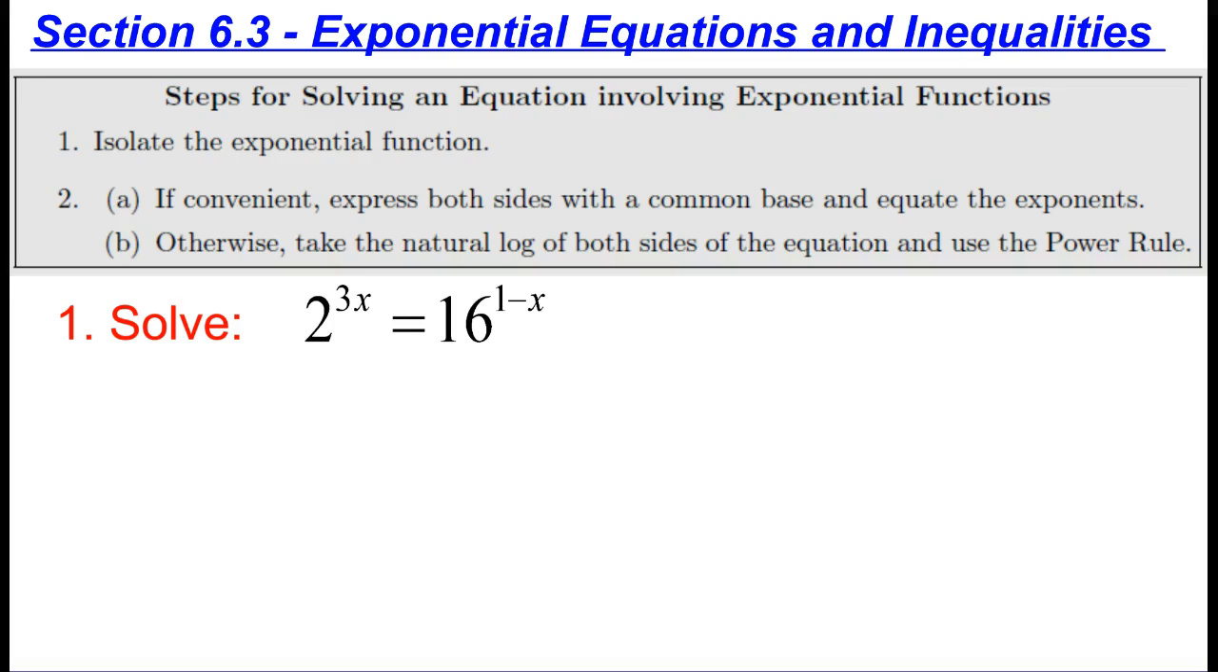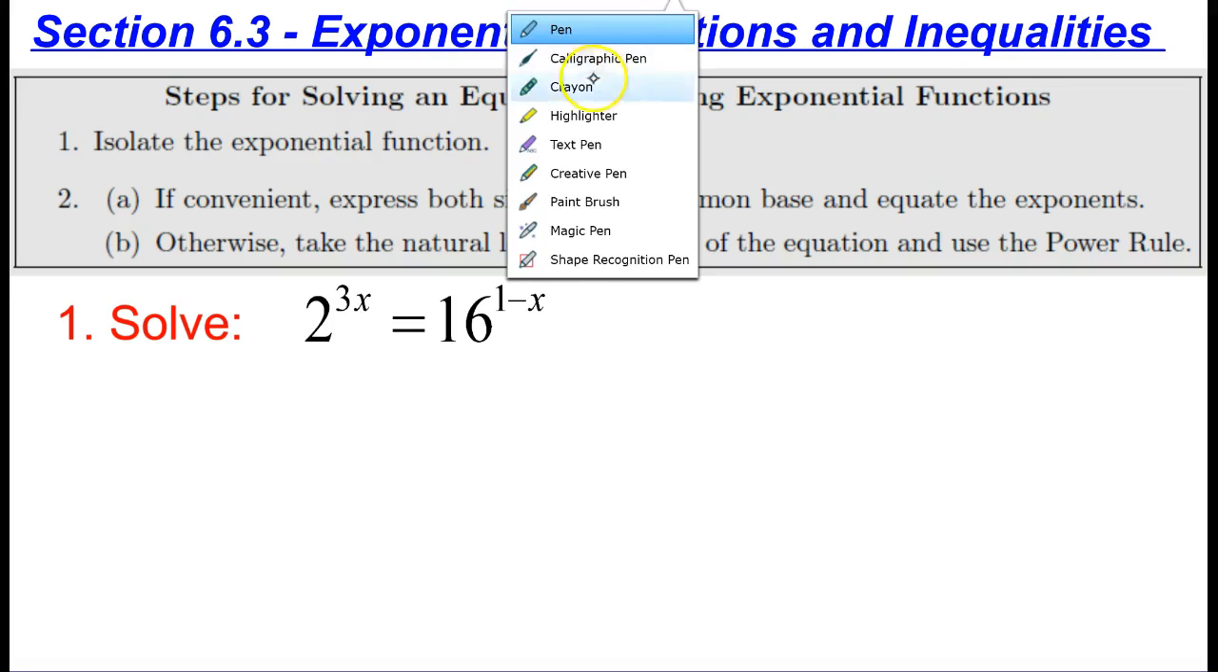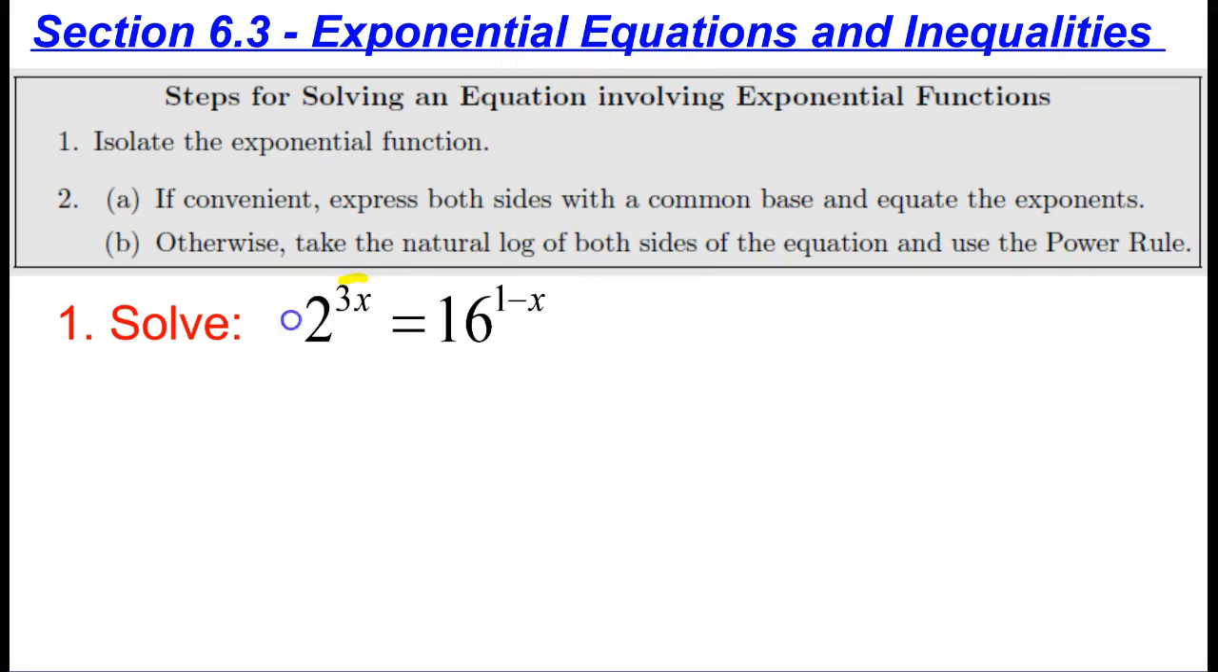Let's go ahead and start with this first problem. 2 raised to the 3x power equals 16 to the 1 minus x power. Well, the exponential that has a variable is 2 to the 3x. We also have a 16 to the 1 minus x here. So we've already isolated both the variable expressions that have an exponent that includes a variable.